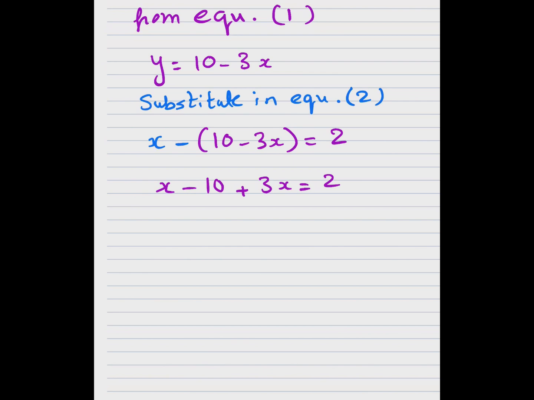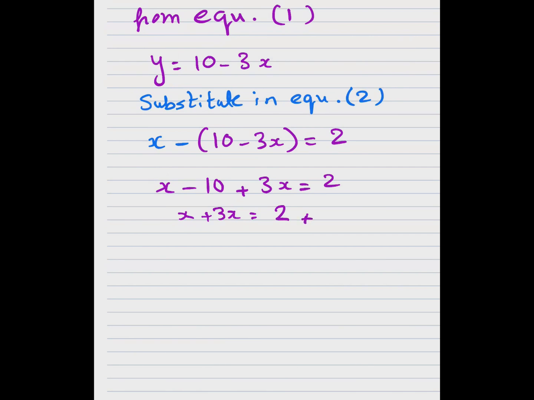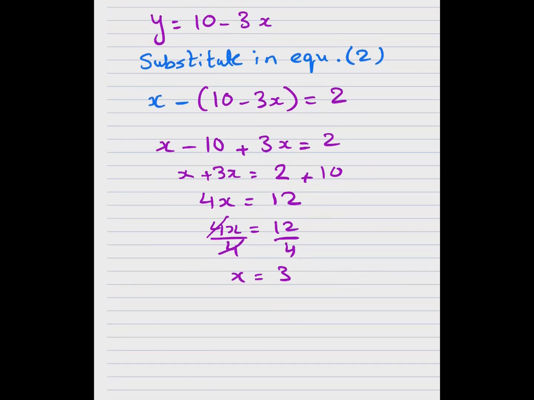Then I collect the terms that contain x on one side. So I will have x plus 3x here, and bring the 10 to the other side, so it will be 2 plus 10. Then x plus 3x will give me 4x. Then 2 plus 10 is 12. So now 4x is equal to 12. I divide both sides by 4, or bring the 4 to the other side by division. So x will equal 3.